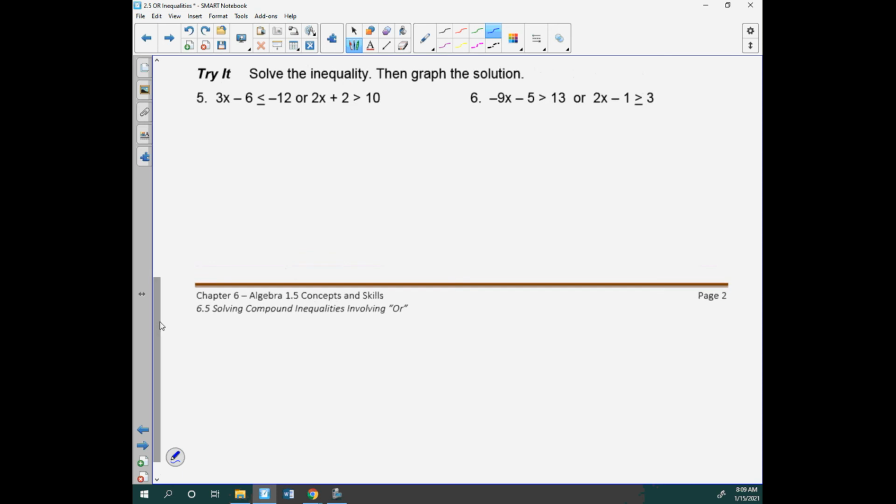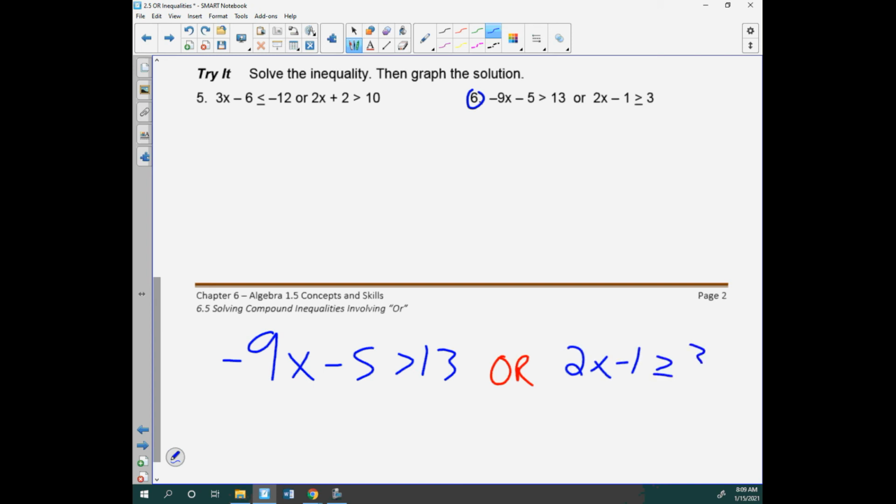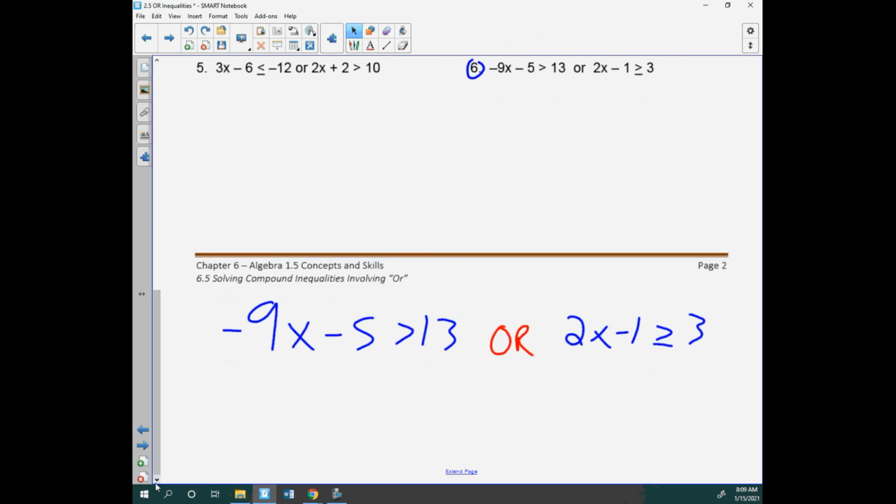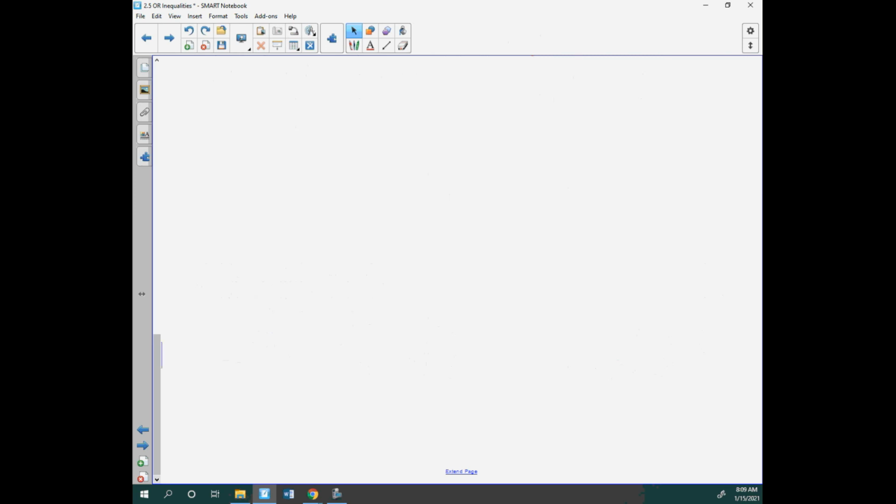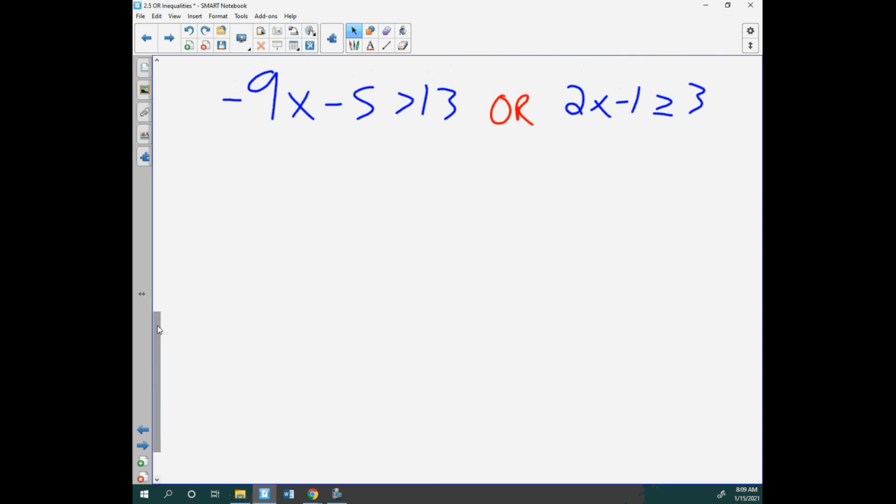All right? Let's do this one. I'm gonna just rewrite it real big right here down here, so we have some room. 9x minus 5 is less than 13. Or, and let's do 2x minus 1 is bigger than or equal to 3. Okay, so let's say we had this one for our last problem, and extend the page. All right, we want to solve and graph this.